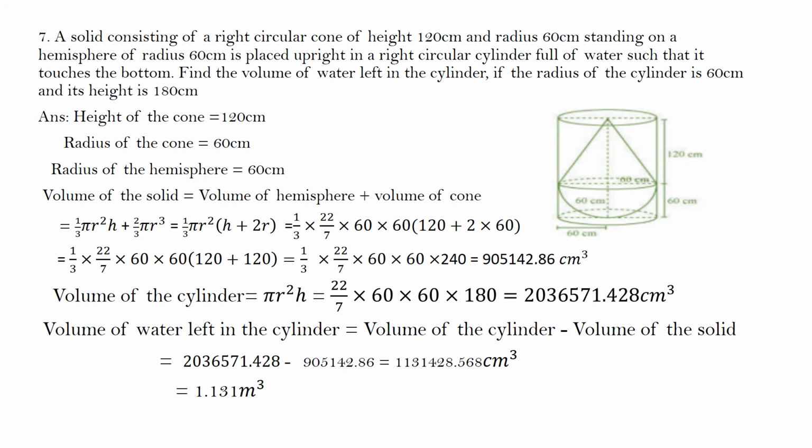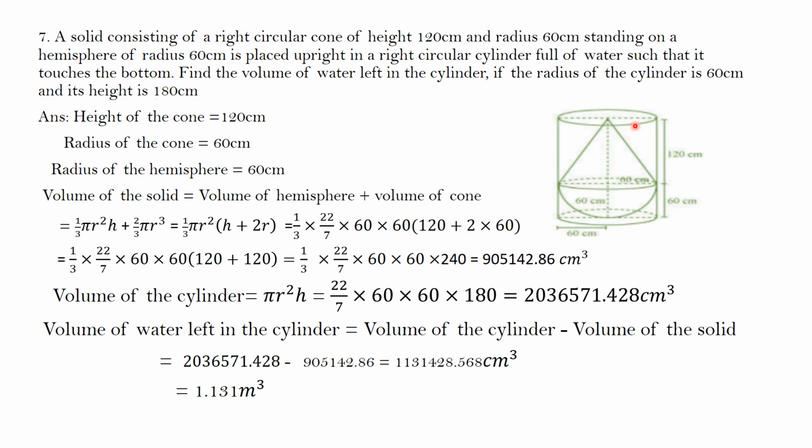Question number 7. A solid consisting of a right circular cone of height 120 cm and radius 60 cm standing on a hemisphere of radius 60 cm is placed upright in a right circular cylinder full of water such that it touches the bottom. Find the volume of water left in the cylinder if the radius of the cylinder is 60 cm and its height is 180 cm.